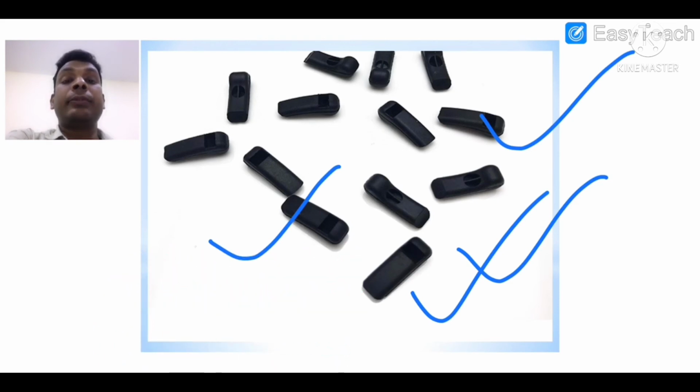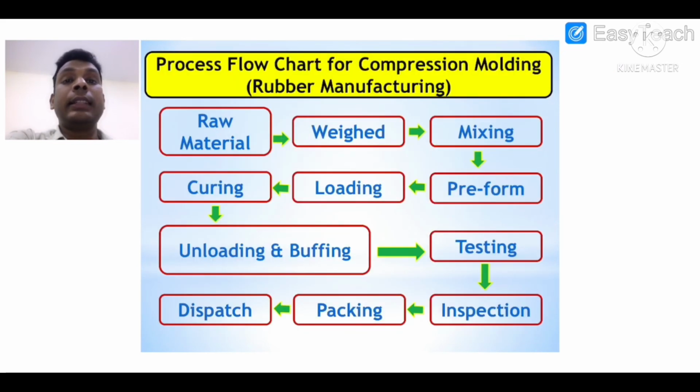I have also made a slide for the process flow diagram, so you can easily understand. This slide is very important for you. You can understand how we work in the rubber manufacturing process or plastic molding manufacturing process in compression molding.